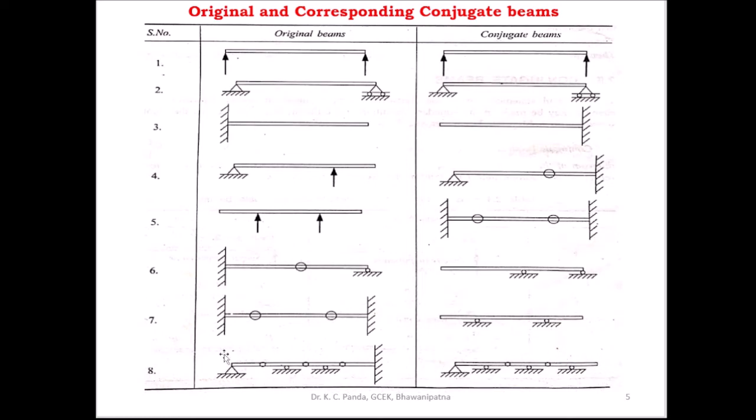So this is the original beam and this is the conjugate beam. When you want to find out the slope and deflection, you have to take these different original and corresponding conjugate beams.